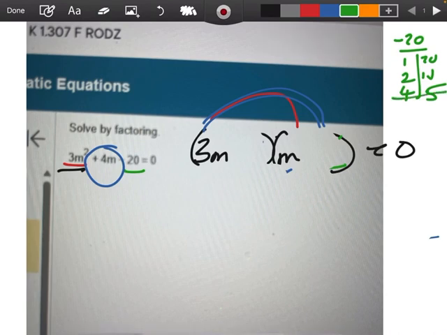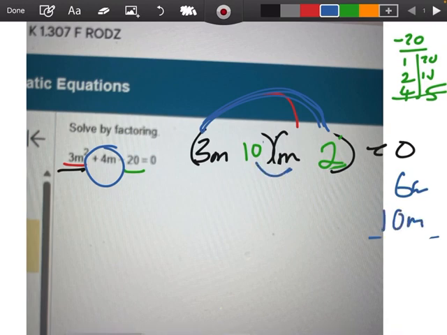Let me try 2 and 10, okay? Let me see if this is going to work. So I'm going to try putting a 2 here, and I'm going to try putting a 10 there. Again, I'm still going to be doing my guess and check method, right? So look, let's take a look. 3 times 2, that's going to give me a 6m. 10 times m is going to give me a 10m.